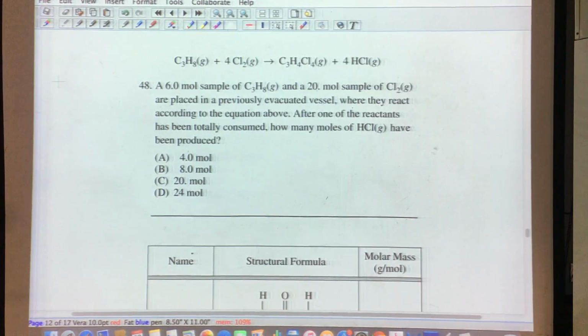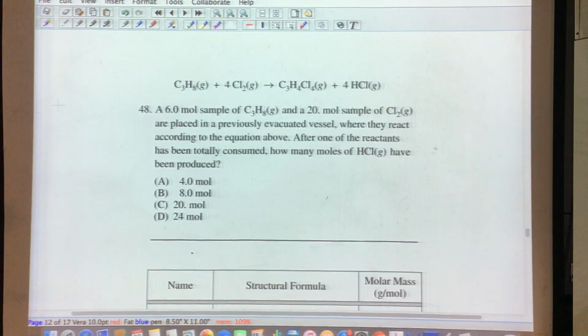Okay, so this is Jeopardy. No, this is a limiting reagent problem. Okay, sorry, I'm just losing it. Actually, I have lost it.